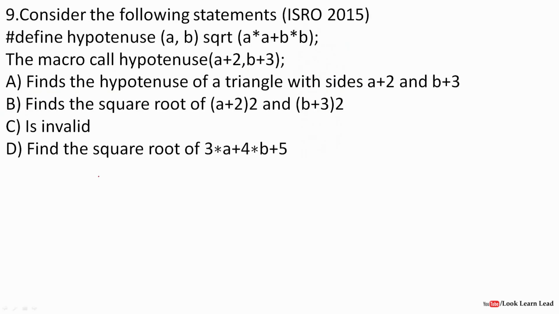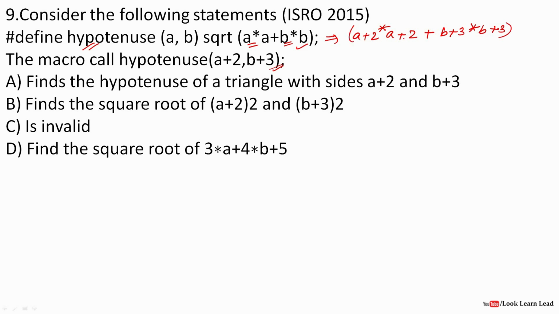Okay. Consider the following statement. We have a statement over here, and this is a macro. Define hypotenuse, it has been defined. So it is a square plus b square. This is a macro, and the macro called hypotenuse is with a plus 2 and b plus 3. So after expansion it would be like a plus 2 cross a plus 2 plus b plus 3 cross b plus 3. So this would be our macro expansion.